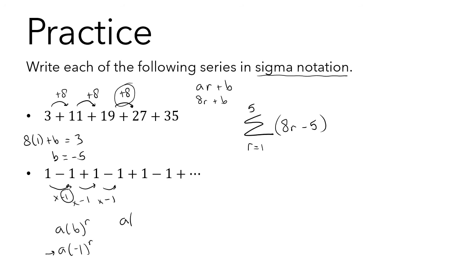Well, I know a times negative 1 to the r has to equal positive 1, because that's the first term. Excuse me, I'm supposed to have a 1 right here, because that would be the first term. Well, that would mean that a had to be negative 1 as well. So we know our series is going to be the sum from r equals 1 to, notice the ellipsis, so infinity, of negative 1 times negative 1 to the r power.